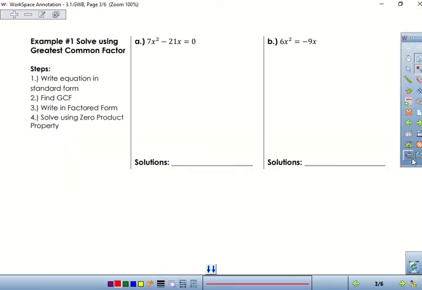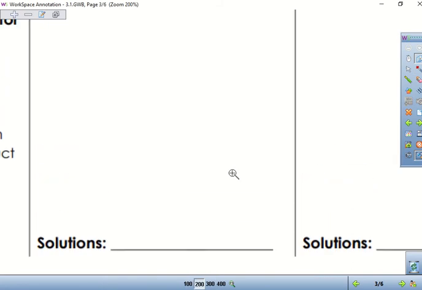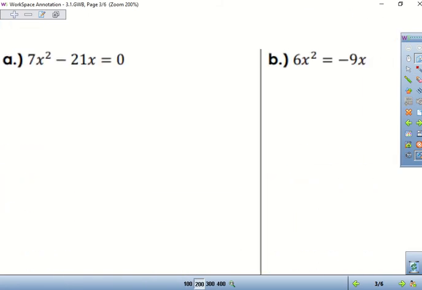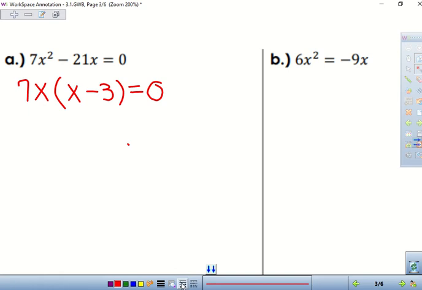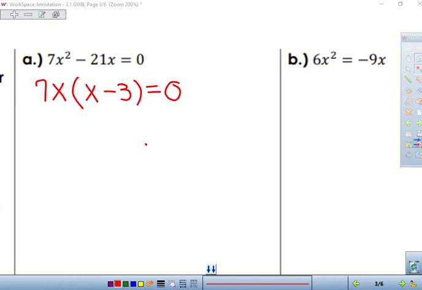Alright, step 1 is we're going to find the GCF and solve for x using the GCF. So, what is the GCF of letter A there? 7x. Remember, you have to take out the x as well. So that's going to become 7x times x minus 3 equals 0. Now, that would be fully factored form.